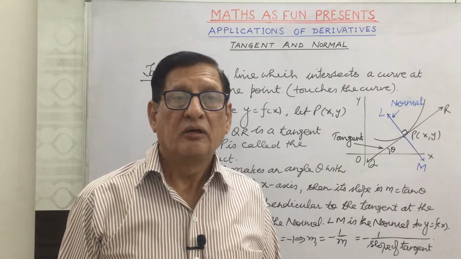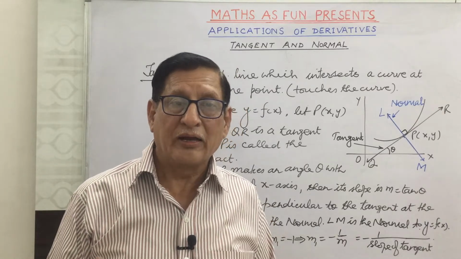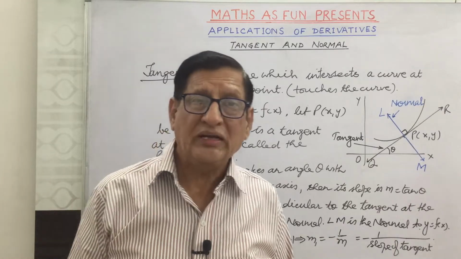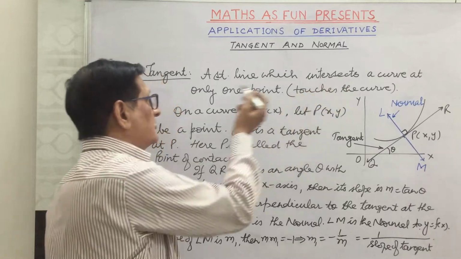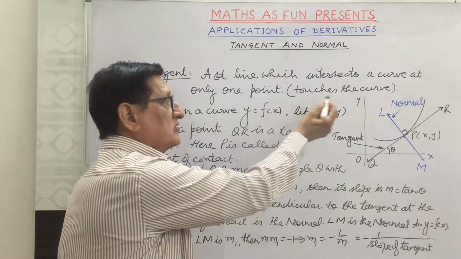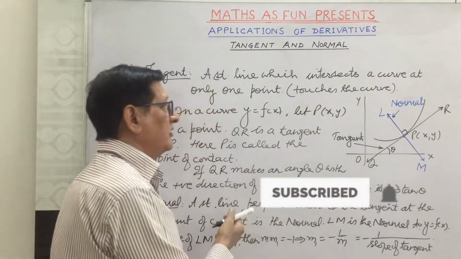Hello everyone. In this video we will learn about tangent and normal to a curve and their equations. What is a tangent? A tangent is a straight line which intersects a curve at only one point, or we say it touches the curve. Let's understand this by the figure.